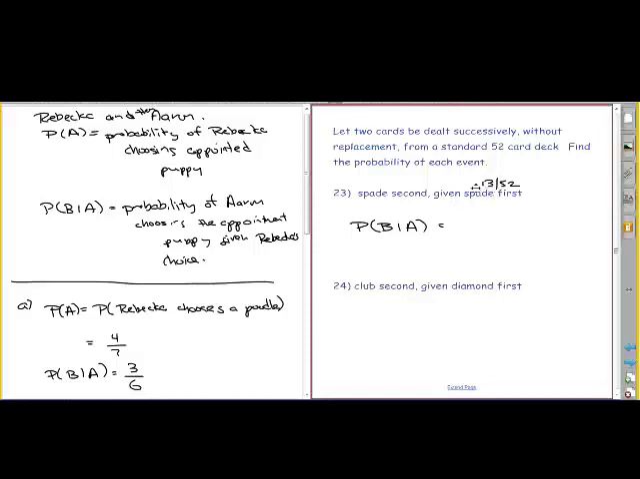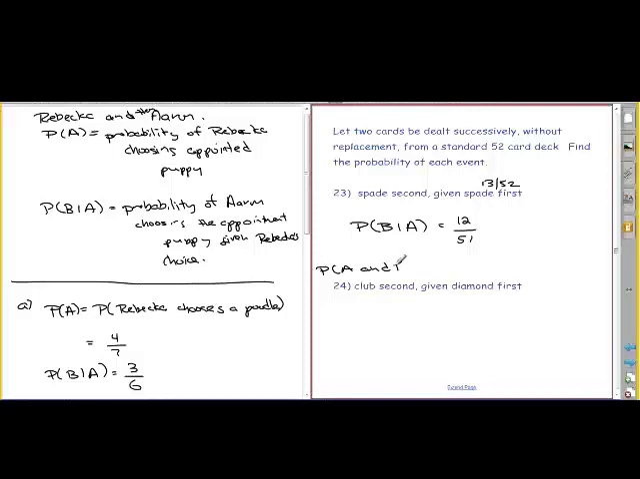Because we have 13 spades, we have 52 cards. If the first card is a spade, then there are only 12 spades left for the second pick. And there are 51 cards remaining. So that's the probability of event B happening given that event A has happened.